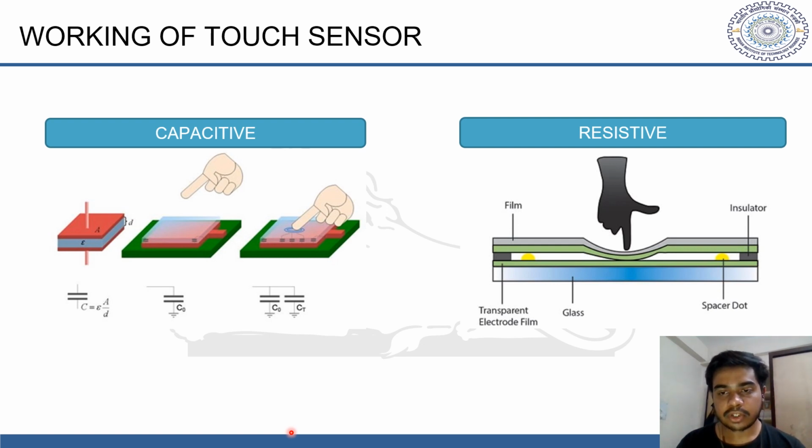Resistive touch sensors, on the other hand, detect force or pressure applied. We could see here that there are two transparent electrode films. In one film, an electric current has been passed, and when we apply a force, the other film gets distorted, and here a point of contact is obtained. So the circuit is basically closed, and this point of contact is then detected.